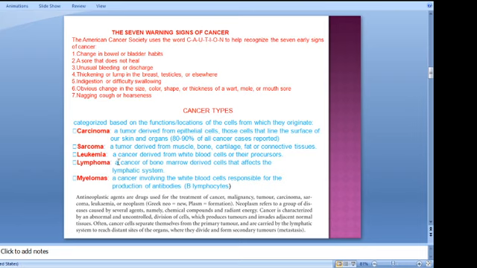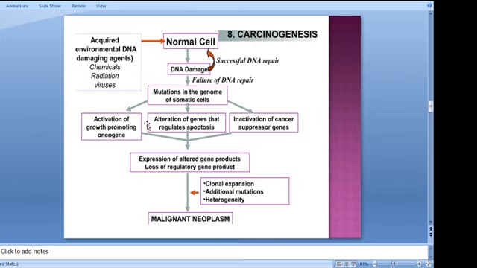But malignant tumors are not like that. These are the carcinoma, sarcoma, leukemia, lymphoma, myeloma. These all are the malignant tumors that will spread, that are harmful to our body. Now we can discuss what carcinogenesis is.